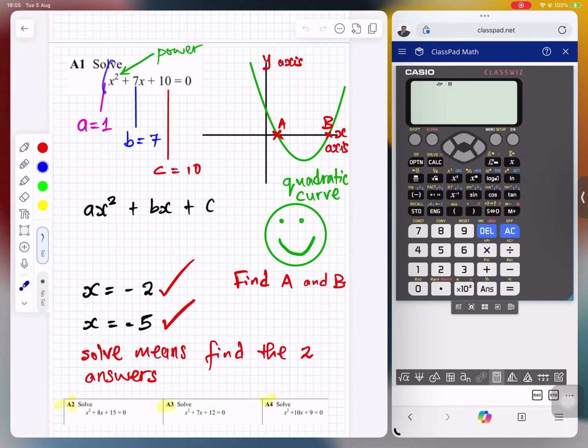You look at x squared. What number is in front of x squared? There's no number. When there's no number in front of x squared, we use 1. So A is 1. What number is in front of x? Plus 7. And what number is without x? The number on its own is plus 10. So C is 10, B is 7, and A is 1. Once you know what A, B, and C are, you go to your calculator.